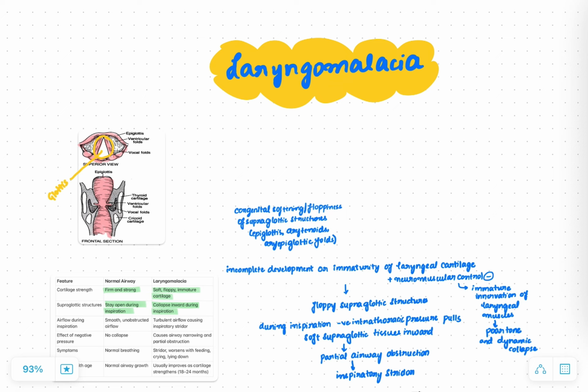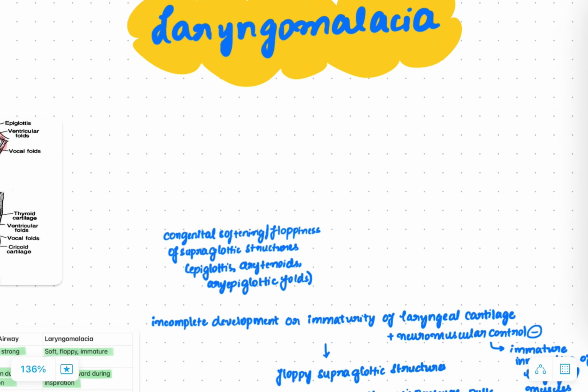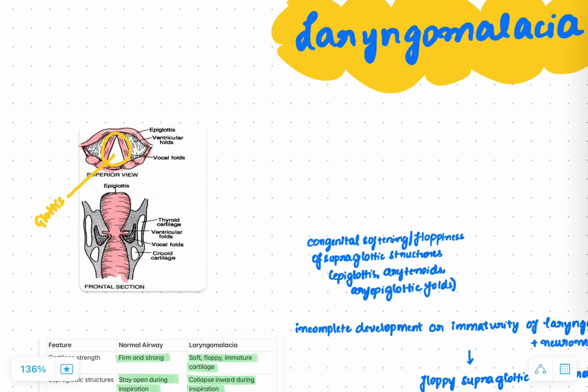So what is glottis and what is supraglottis? Glottis is nothing but the vocal cords along with the space between them. Here it is marked in the picture with the yellow circle. We can see it is glottis. And next, what is supraglottis, which is above the glottis?